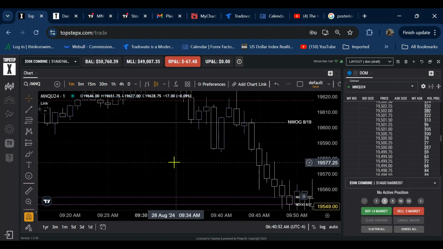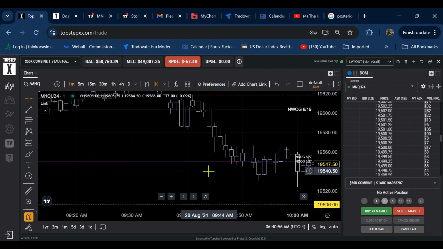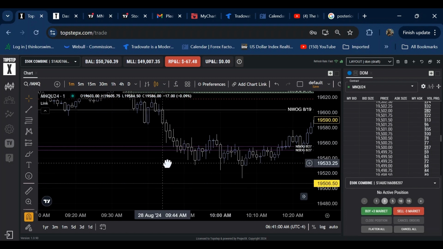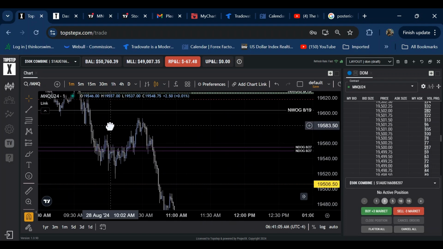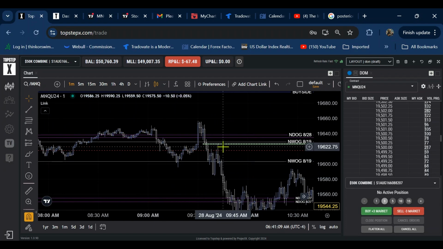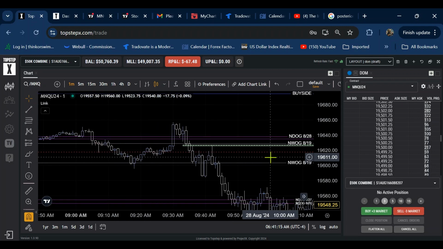And where do we go after that? We went and filled that opening to the NDOG there. But we ended up going and filling the 50% range of the opening gap for the day. And that's mucho importante that you annotate that on your chart. Through it, and then we went right back to it. Pretty incredible stuff.